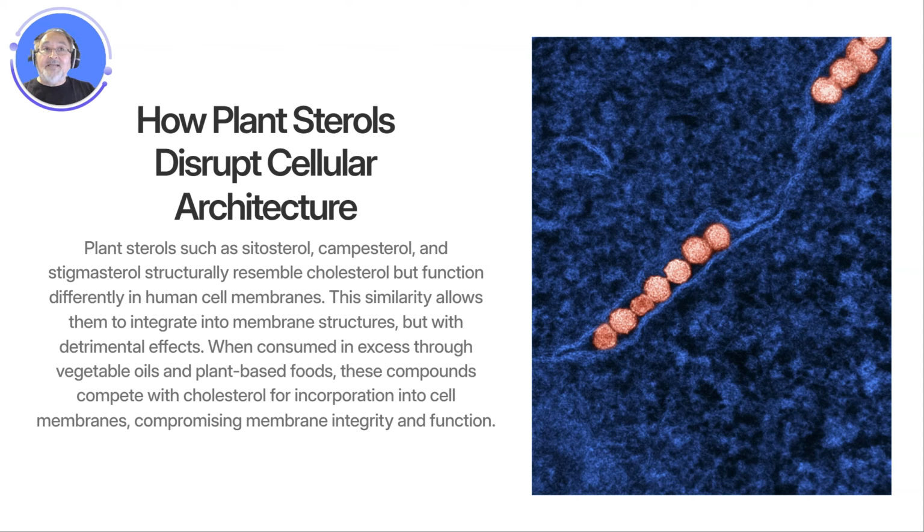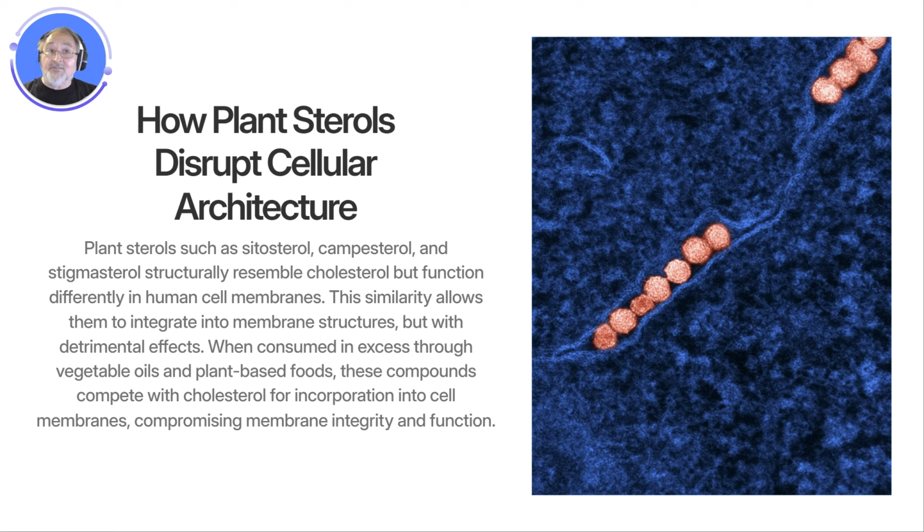How plant sterols disrupt cellular architecture. Plant sterols, such as sitosterol, campesterol, and stigmasterol, structurally resemble cholesterol, but function differently in human cell membranes. This similarity allows them to integrate into membrane structures, but with detrimental effects. When consumed in excess through vegetable oils and plant-based foods, these compounds compete with cholesterol for incorporation into cell membranes. The result is compromised membrane integrity and function.